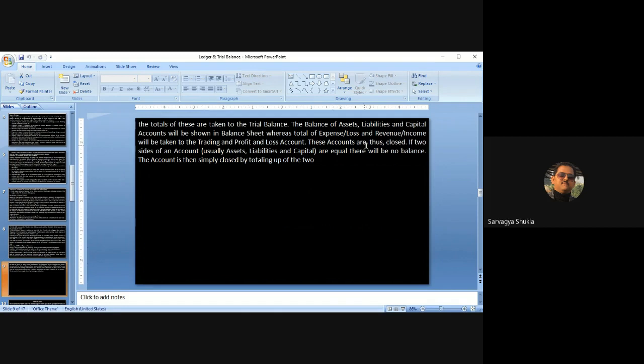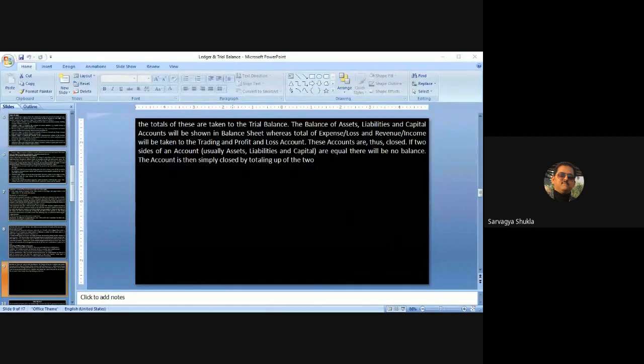These accounts are thus closed. If the two sides of an account, usually assets, liabilities and capital, are equal, there will be no balance. The account is then simply closed by totaling up the two sides. Okay, so this is the process of posting of entries from the journal to the ledger.